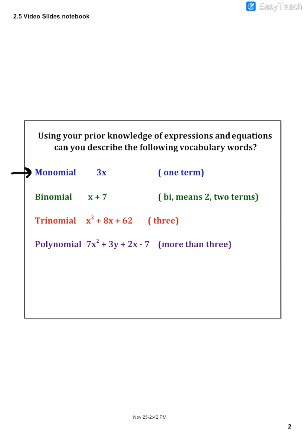Mono means one. So 3x is considered a monomial, or one term. A binomial, bi means two, stands for two terms. So x plus 7 is a binomial. Terms are separated by pluses and minuses. So anytime you see a plus sign or a minus sign in between, it's separating terms. So x is one term, 7 is a second term.